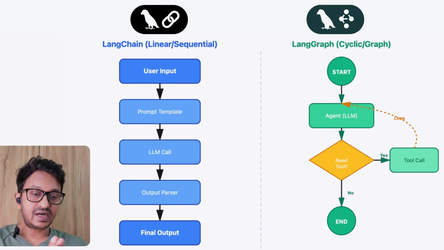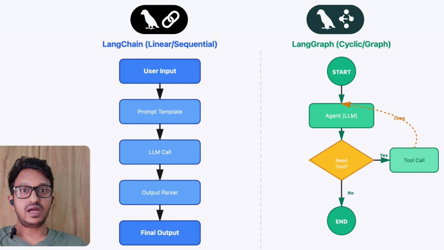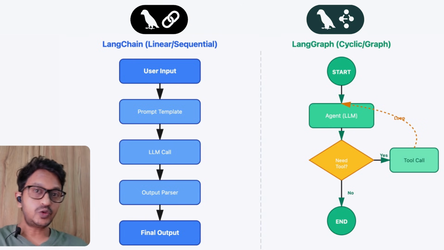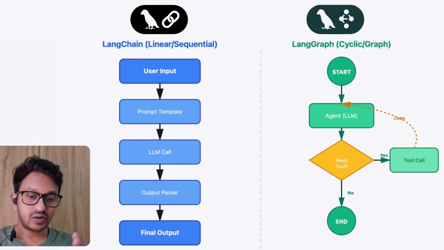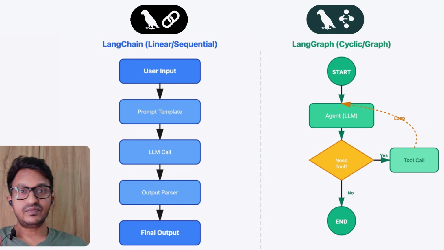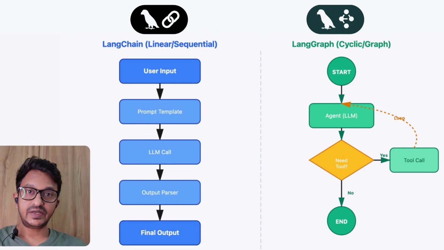So we will start with understanding what is LangChain. We will understand the different components or the elements of LangChain, and then we will move to LangGraph. We will also understand how LangGraph basically works, and then at the end I have a simple tutorial to show you how both LangChain and LangGraph basically work.